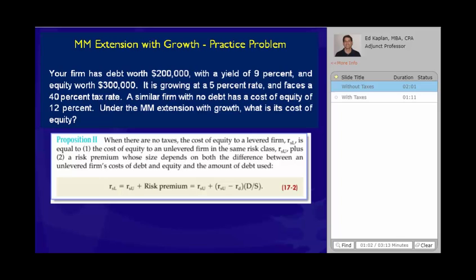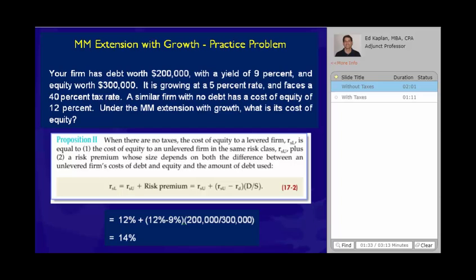Alright, so what do we know? We know a similar firm has no debt, so the unlevered cost of equity is 12%, and that's given in the problem. And we add to that the risk premium, which is the 12% less the 9%. The 9% represents the cost of the debt. So the 12% of an unlevered firm versus the 9% debt on our firm gives us a factor that we then multiply by the ratio of debt to equity.